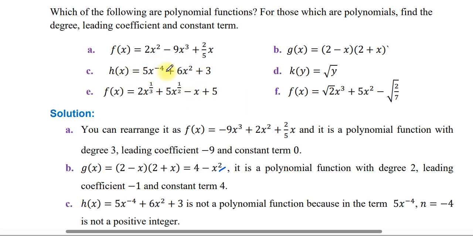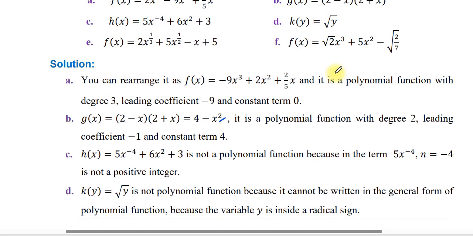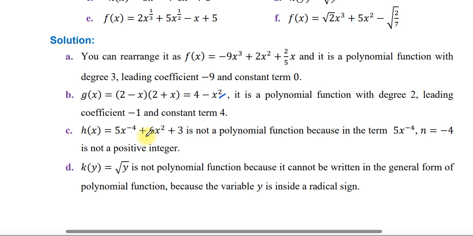ምክንያቱም the power of -4 የምትለዋ ይቺ ኔጋቲቭ መሆን የለባትም፣ ፖዚቲቭ መሆን መቻል አለበት ማለት ነው። በዚህ ምክንያት ነው ፖሊኖሚያል ያልሆነው። እዚህ ጋር d ራሱ k of y which is equals to root y የሚለው ራሱ it's not a polynomial። እዩት k of y is equal to root y is not a polynomial function because it cannot be written in the general forms of the polynomial function because the variable y is inside the radical sign. So the general form of polynomial function መገለጽ ስለማይችል it's not a polynomial function now.